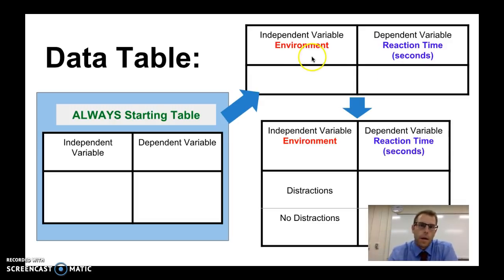I notice that for my environment, I don't really have units for that. So then I break it down even further. Well, what are my two different types of environment? Oh, okay, I have my experimental group, my distractions, and I have my control group, my no distractions.